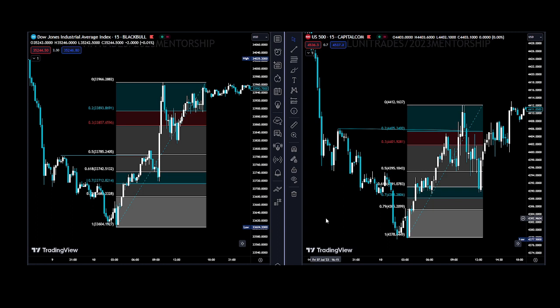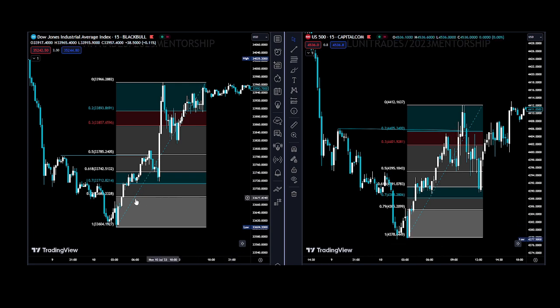Now, look at my screen. On my screen, I have US 30, that's Dow Jones, at the left, and at the right, I have US 500 on my second screen. Now, remember, I said time and price. So if you look at this, it is at, let's say, 3:15, 3:40, Monday 10th July 2023. The same thing here, right?